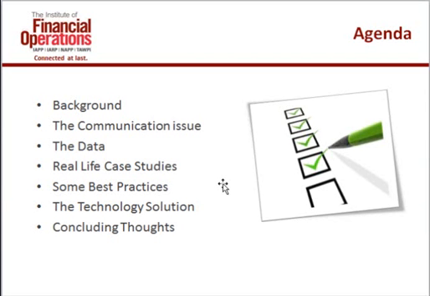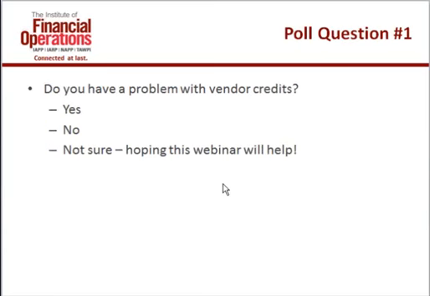The first few best practices are what I call practices so you don't have the problem, so it will help you avoid the problem, or at least avoid the magnitude of the problem. And then the second set of best practices are what to do after you find you do have the problem. Before we close, Tom's going to talk a little bit about technology, and then we both have some concluding thoughts on this issue. So, Kim, here we go with our first polling question.